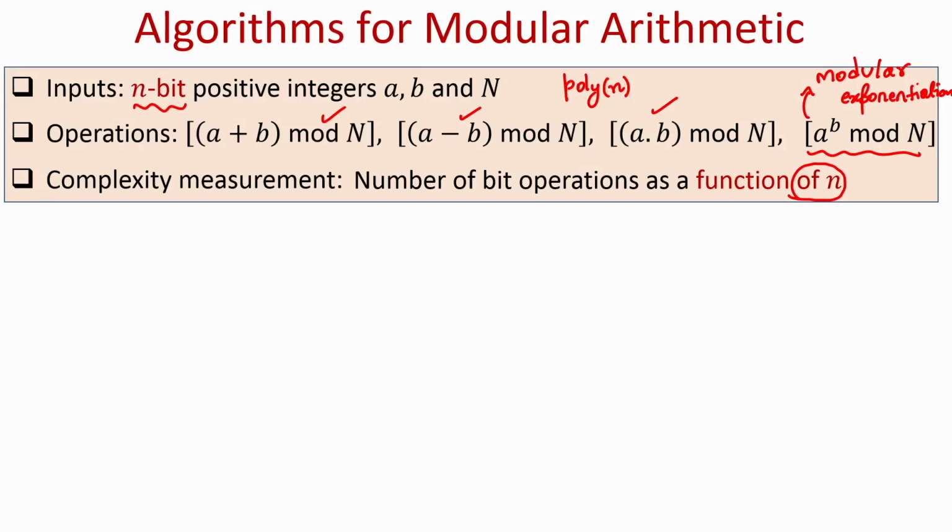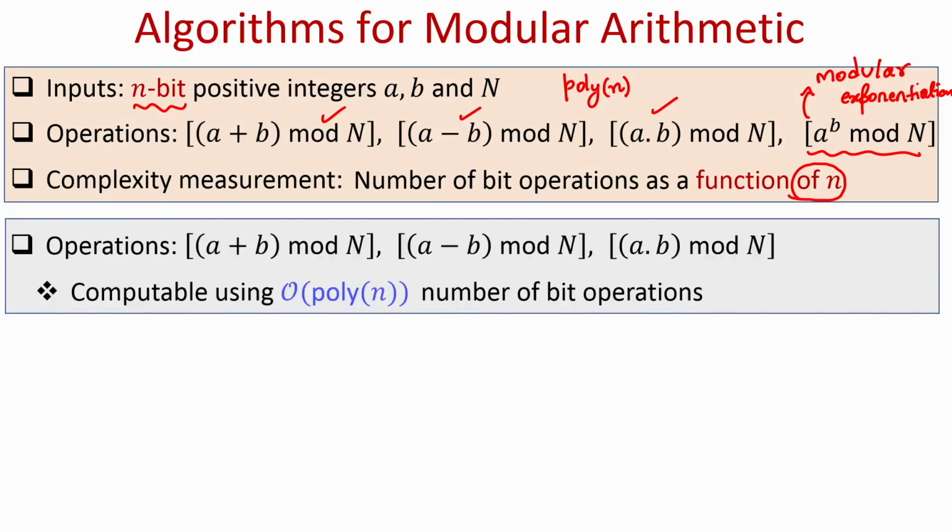The parameter here is the size of your integer a, size of your integer b and the size of your modulus n, which is the number of bits that you need to represent those values, which is small n. We do not prefer any algorithm which is exponential time or sub exponential time in the number of bits. Okay. So, it turns out that addition, subtraction and modular multiplication, all of them can be performed in polynomial in n number of bit operations.